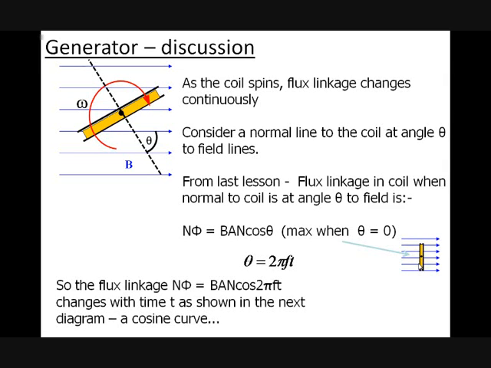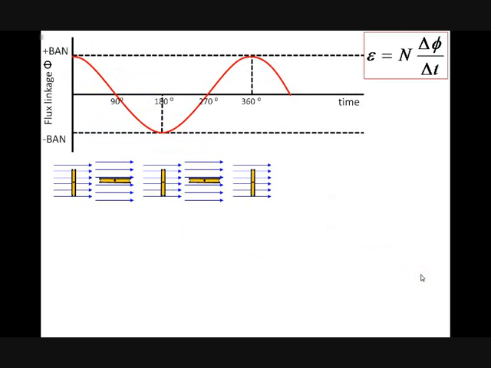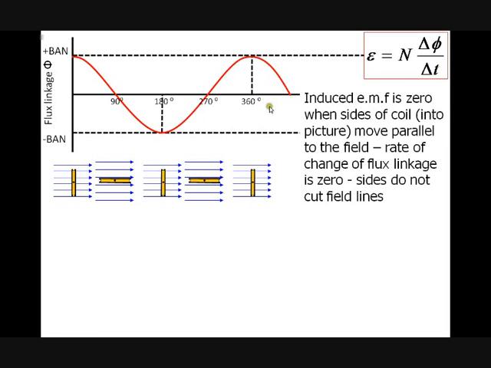So the flux linkage, if we replace theta in that formula by 2 pi f t, becomes N phi, which is flux linkage, equals BAN cos 2 pi f t. So this changes with time t, and as shown in the next diagram, this is going to look like a cosine curve. So here we go, this is the cosine curve. We can see that the maximum value of flux linkage is BAN. The minimum value is minus BAN, and it's changing in terms of a cosine curve.